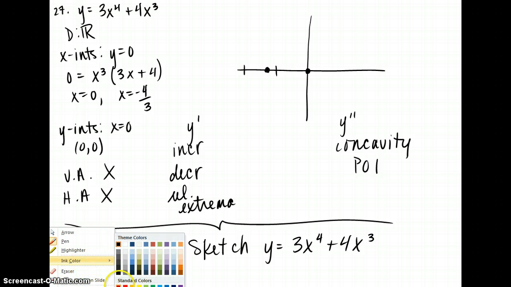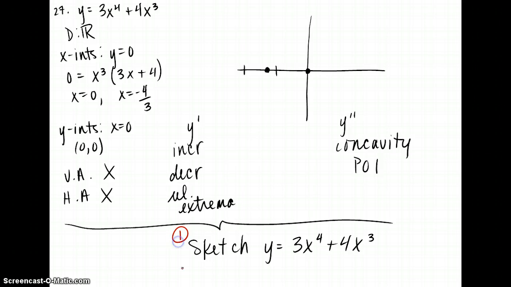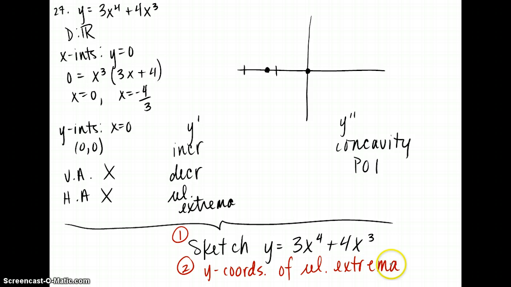So in class on Monday, I'll check this as well as the y coordinates of the relative extrema from the last example on the day 5 video.